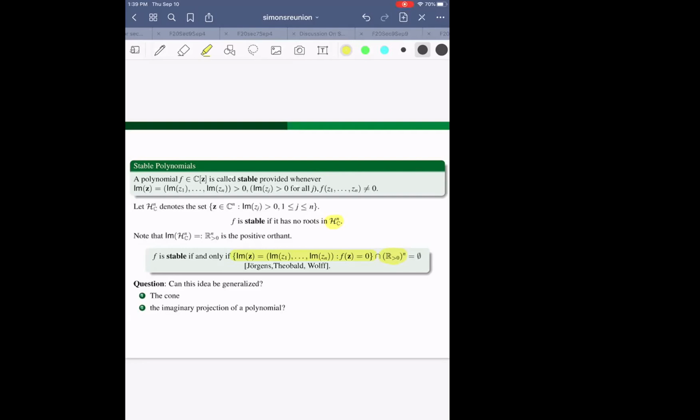This set is a set of vectors of imaginary parts of roots of f. So, this was first observed by Jurgens, Theobald, and Wolf, and they asked themselves whether this can be generalized, because we see here there are two objects. One of them is the cone, and the other one is the set which we call the imaginary projection of a polynomial.